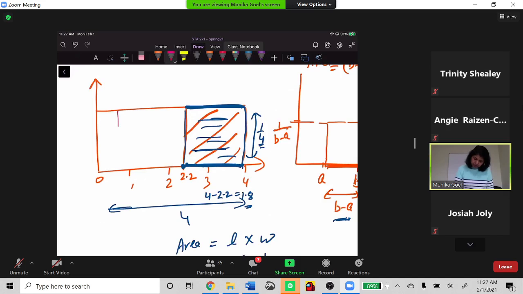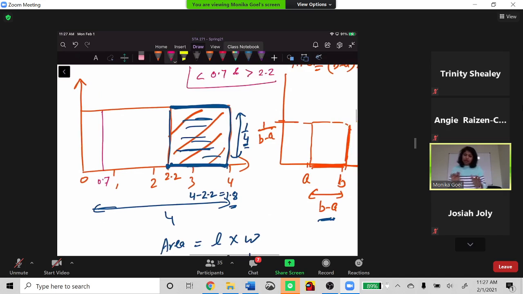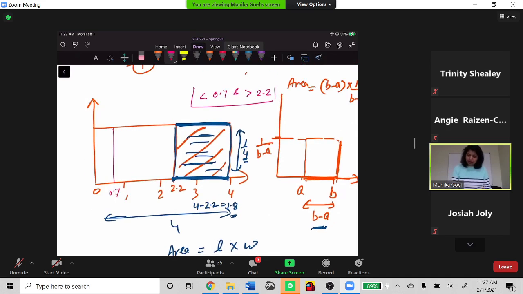Similarly, if I'm looking for how much is the area less than 0.7 and greater than 2.2, now the problem looks a little bit different. But if you look, this problem is asking you the same thing, just a little bit more work. Less than 0.7, that means I need to look for this area, and greater than 2.2 is this. So I will find this area and this area and add everything. I will find that answer. This is one way to do that.